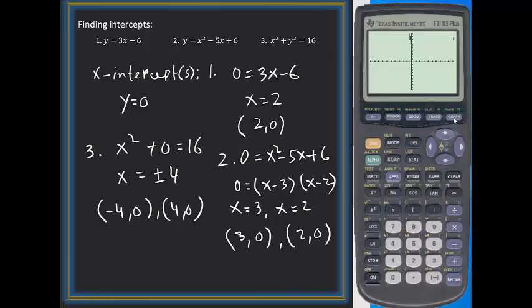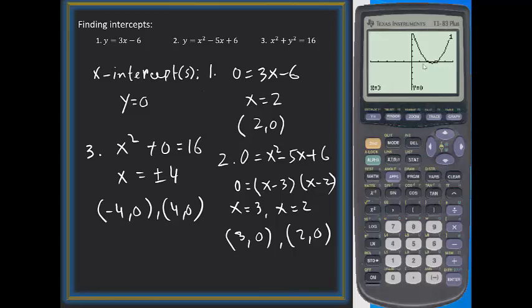Graph this. Now you can see this is your y-intercept: when you write x equals 0 in the trace, y equals 6. So you have got the y-intercept for this one. Now how are you looking for the x-intercept? x equals 2 gives me a 0, and x equals 3 also gives me a 0.